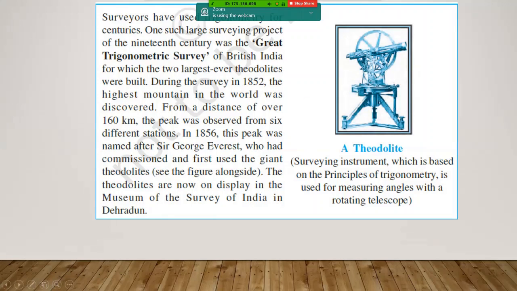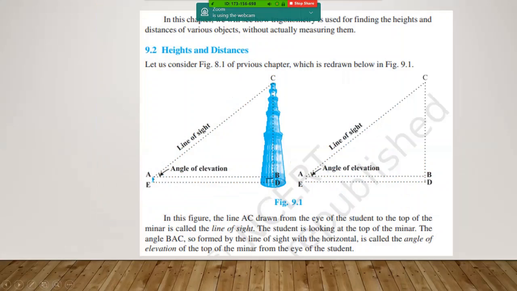Then a surveying instrument, known as a theodolite, was invented, which is based on the principles of trigonometry. It is used for measuring angles, the rotating telescope. So this whole instrument is actually based on the angles, the line of vision, and the object. So we will see, I'll share another application with you. These all things are there in your textbook actually. So before we look into this, I would show you another slide on this.